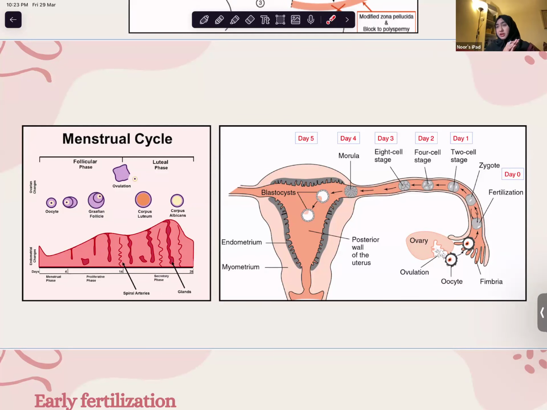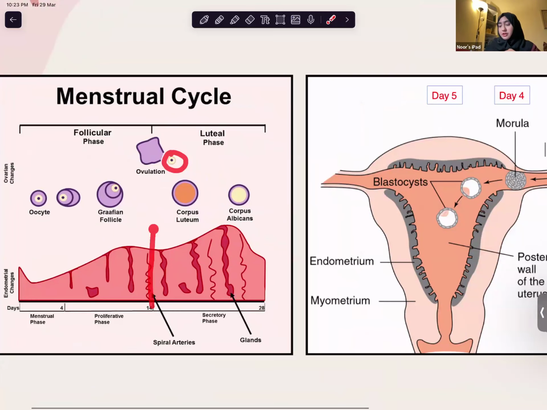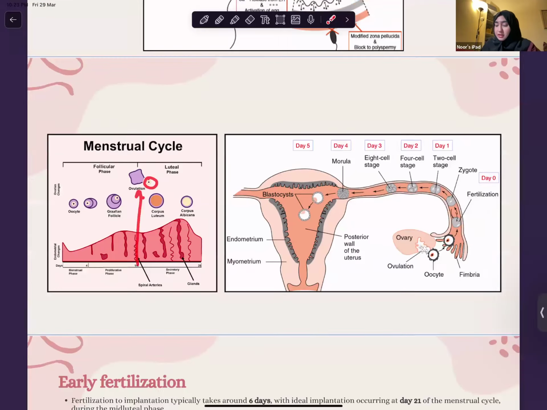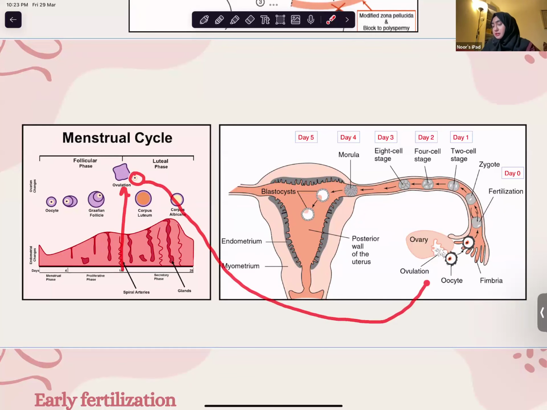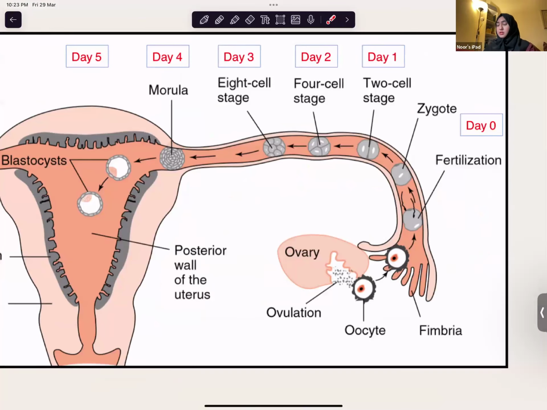But my main thing here is, upon ovulation, when the oocyte is released, and ovulation occurs around day 14. This is the oocyte. Just visualize it. It's the one that's released on ovulation on the 14th day. Remember 14th day. So what happens on the 14th day? An egg is released, or the oocyte is released, and if there is fertilization to happen, it will happen around ovulation.